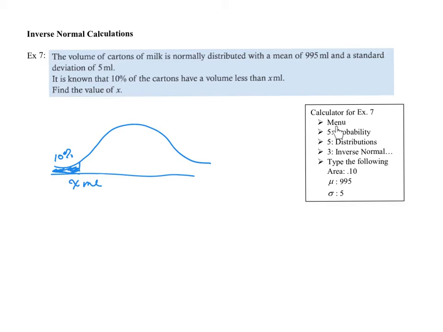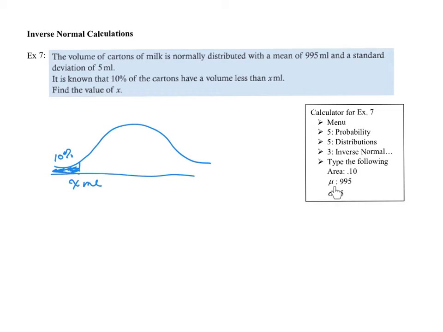You'll hit the menu button, choose 5 for probability, 5 for distributions, but this time you're going to choose 3 for an inverse normal. Okay, and you'll type in the following. The first thing it'll ask for is the area under the curve. Well, we're told that it is known that 10% of the cartons have a volume less than X milliliters. So that area is 10%, and you'll type it in decimal form, so you'll type in 0.10.